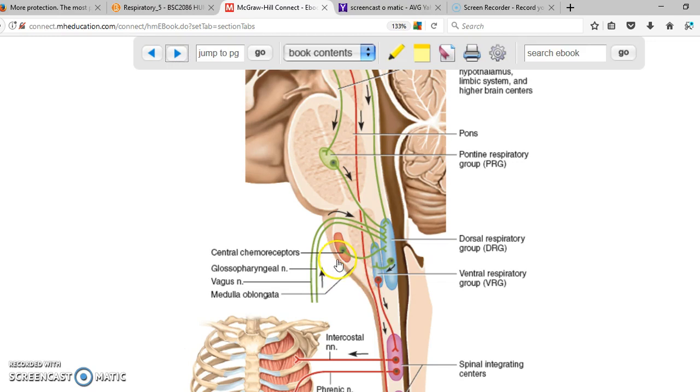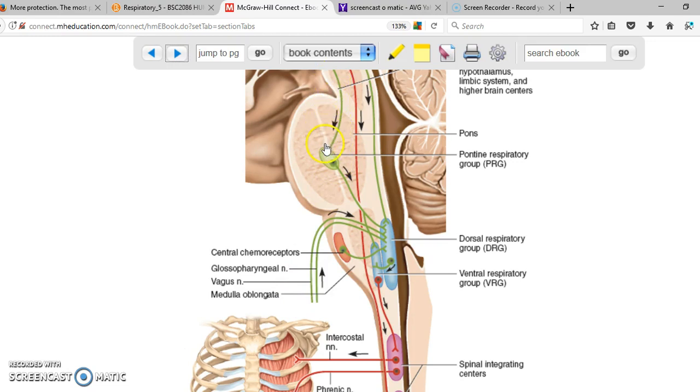Same concept. We have central chemoreceptors. Central chemoreceptors, for example, are going to capture the information that we have in the cerebrospinal fluid. If there's changes, for example, in pH in the cerebrospinal fluid, they will modify the dorsal respiratory group. The dorsal respiratory group will modify the ventral respiratory group so we can change the speed at which we are going to breathe. The pontine respiratory group is the one that is controlled by basically the brain.